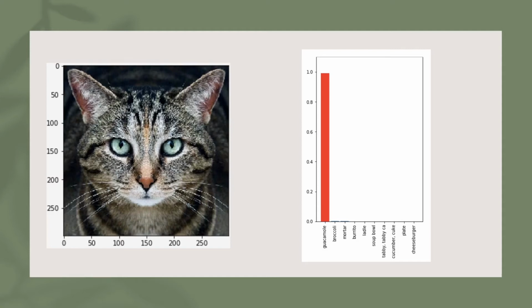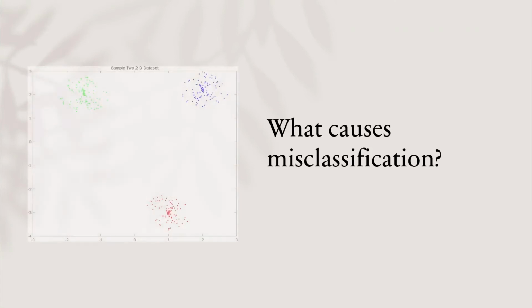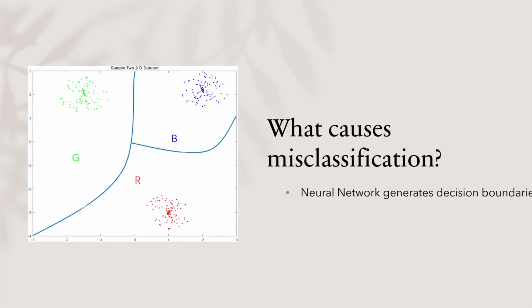Hello, my name is Ryan, and by the end of this presentation, you will understand why this image was misclassified. To understand this problem, we have to go back and look at what causes misclassification. Let's say we had a simple dataset made up of 3 distinct classes, red, green, and blue. We have trained a neural network using this dataset. The neural network has generated the following decision boundary based on its training results.